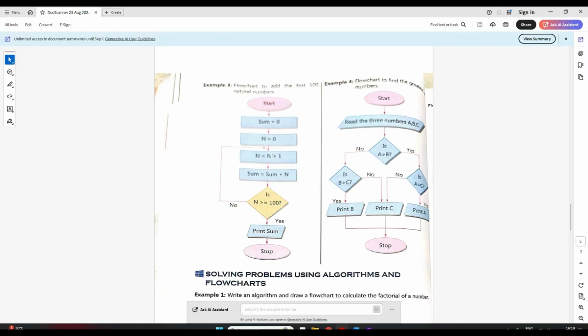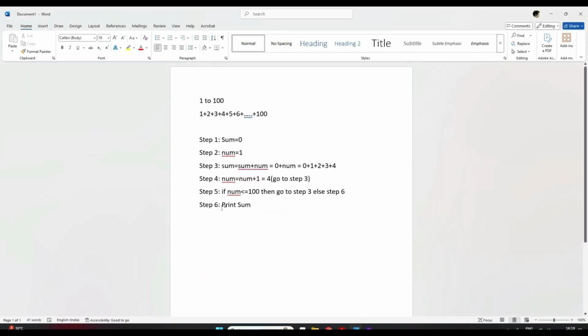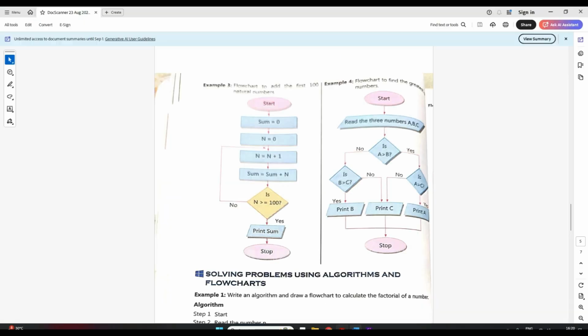So see, all these steps that we are doing here, sum is equal to 0, num is equal to 1, these are all processing we are doing, correct? There is no input output here. So these are all processing. So this all will go in your process box. But this checking num less than equal to 100, this is a checking we are doing, like a decision, right? So this will go in your decision box, where you will have yes or no coming out. Okay, now let's understand the flowchart.